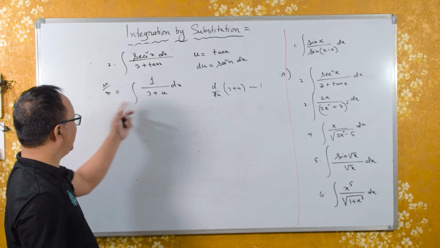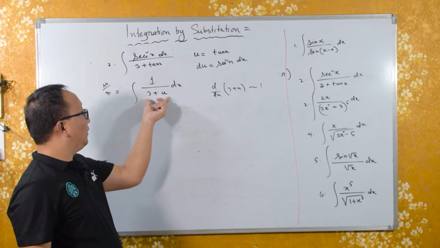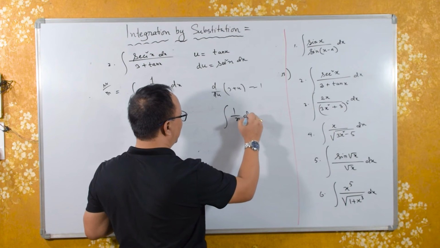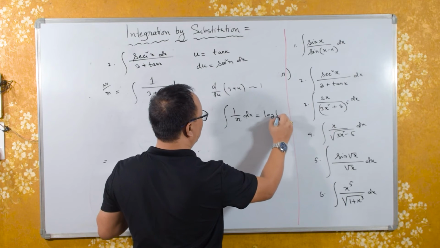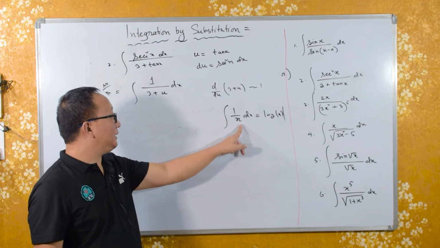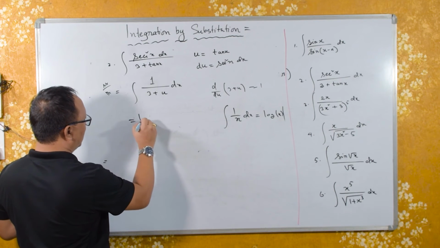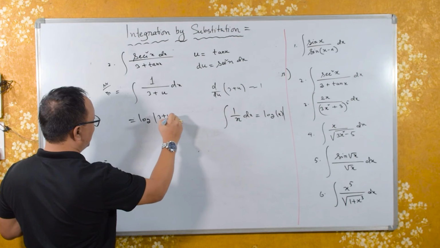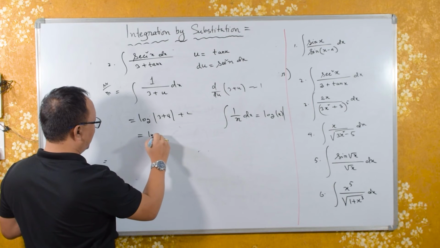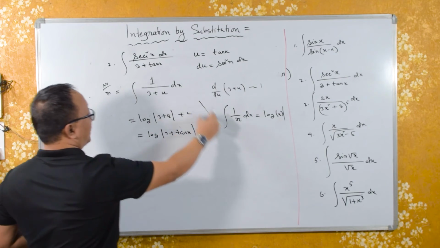If you differentiate the denominator and you get the numerator, then the integration is log of the denominator. For example, the integral of 1 by x dx is log of x. If differentiating x gives this term, then that is log of x. Therefore this is the same as log of 3 plus u plus c. What is u? u is 10x. So log of 3 plus 10x plus c. This is the required answer.